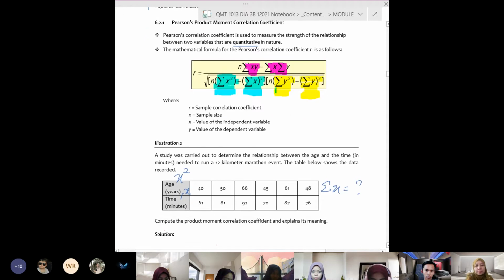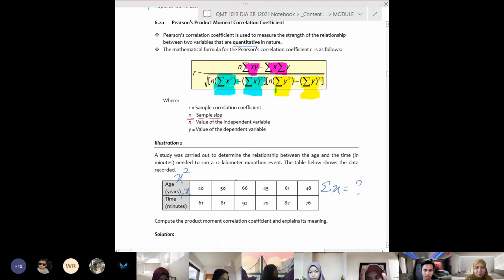Illustration 2. 12 kilometer? Is that the n value? The sample size is the n value.